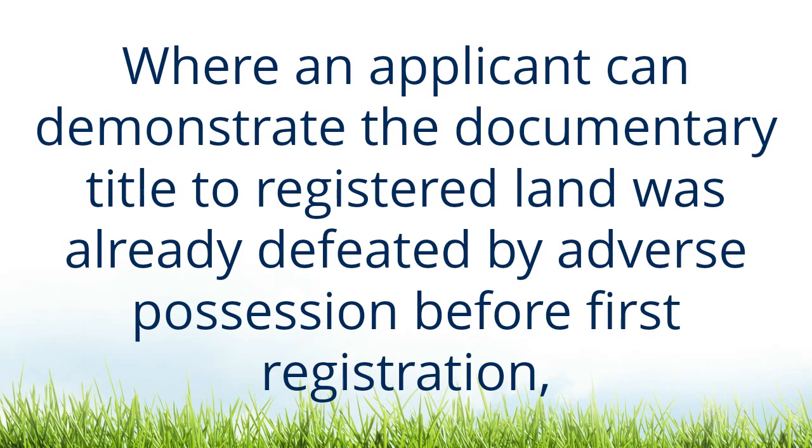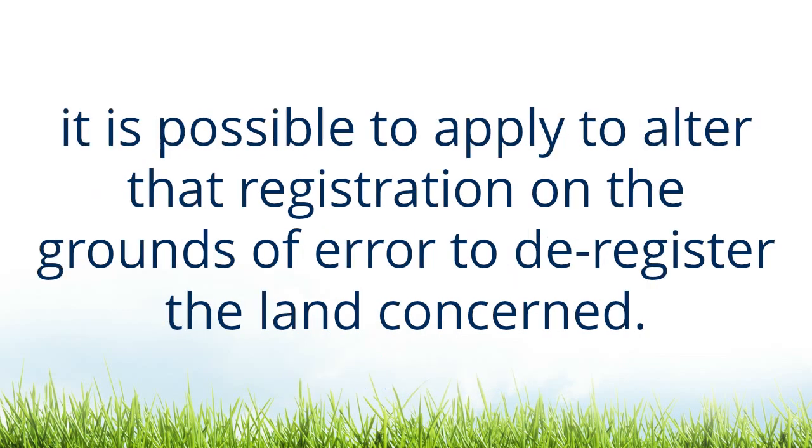Where an applicant can demonstrate the documentary title to registered land was already defeated by adverse possession before first registration, it is possible to apply to alter that registration on the grounds of error to deregister the land concerned. Again, it's all about registration and deregistration and possession and controlling and making use of.